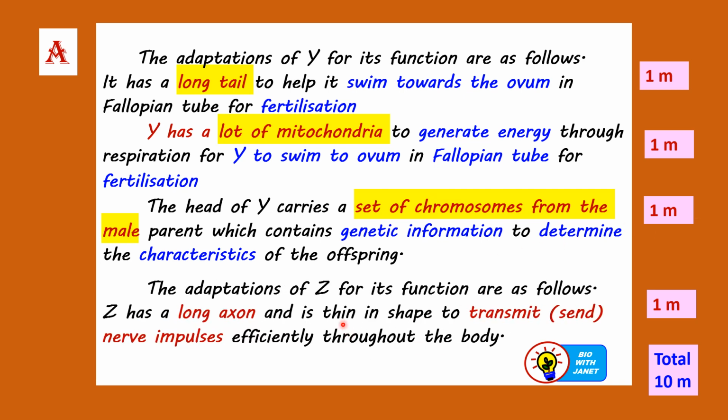And don't miss out Z, okay? If you miss out Z, you won't get the full marks because there are marks allocated for Z. Okay, so give at least 1. So Z has a long axon and is thin in shape to transmit nerve impulses efficiently throughout the body. Okay.